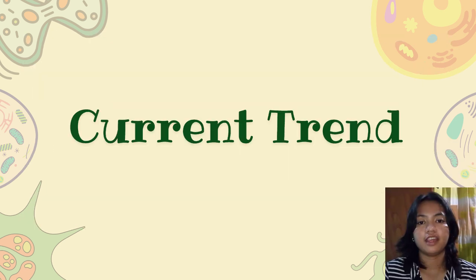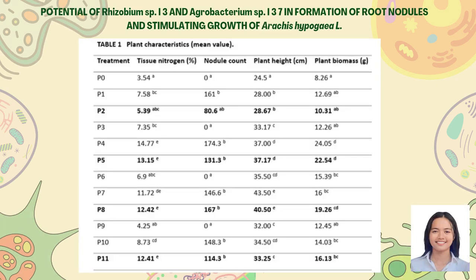Today, I will discuss the current trend of Agrobacterium sp. The study of Rosario, Stuti, and Yudha in 2022, entitled Potential of Rhizobium sp. and Agrobacterium sp. in Formation of Root Nodules and Stimulating Growth of Arachis hypogaea L. This study inoculated peanut plants with the Rhizobium sp.